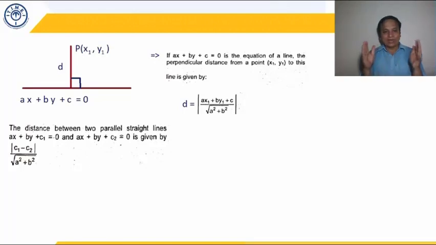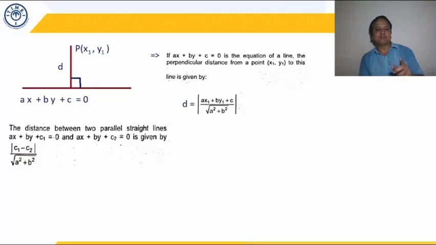Now, if two lines are parallel, their equations are of the form ax plus by plus c1 equal to 0 and ax plus by plus c2 equal to 0. Distance between two parallel lines is calculated as modulus of difference of their constants, c1 minus c2, upon root a square plus b square. Parallel lines have the same coefficients of x and y, as well as the same connecting sign.